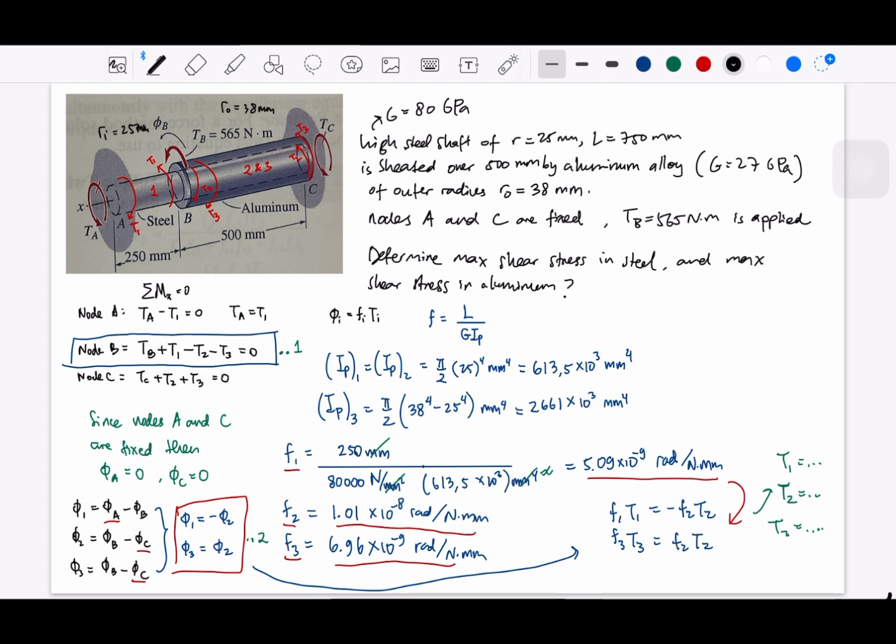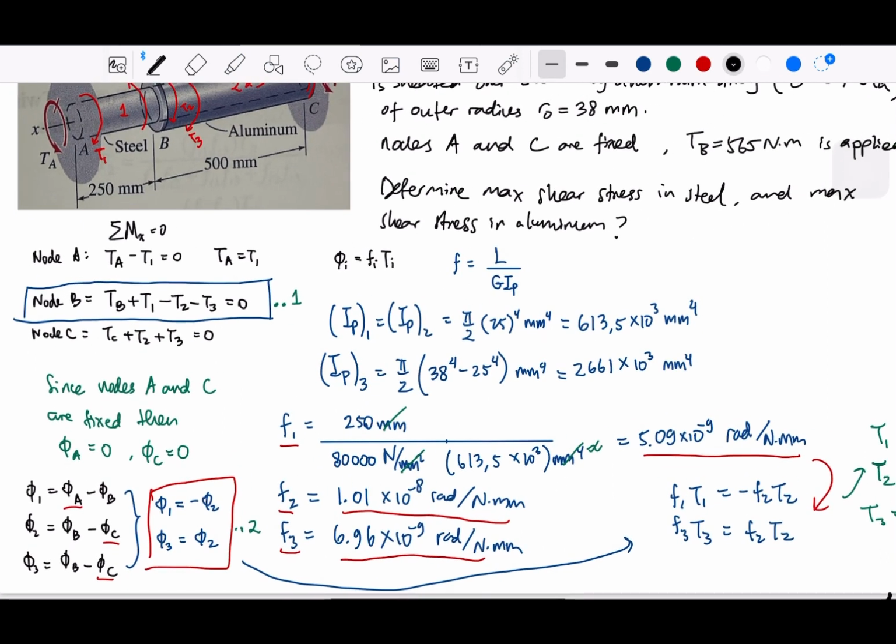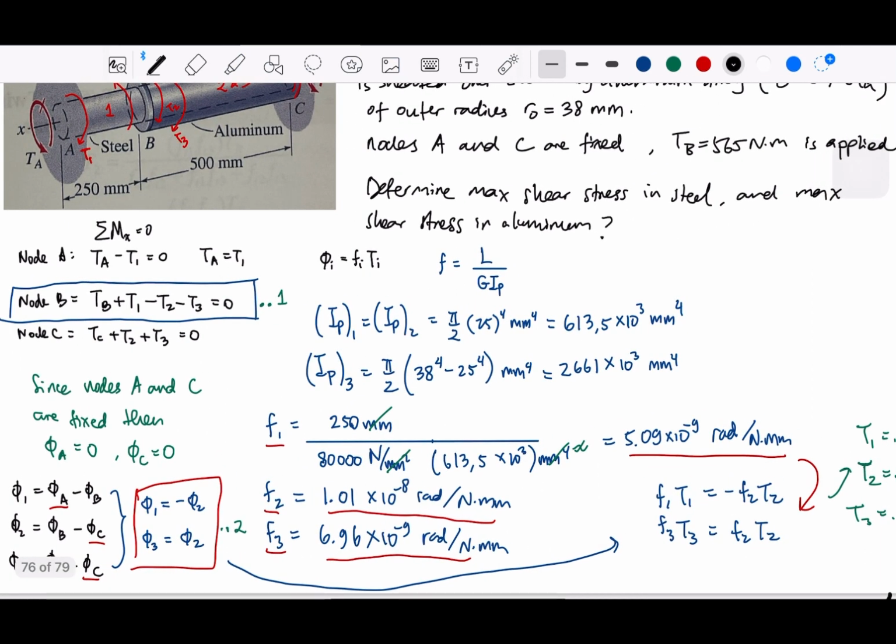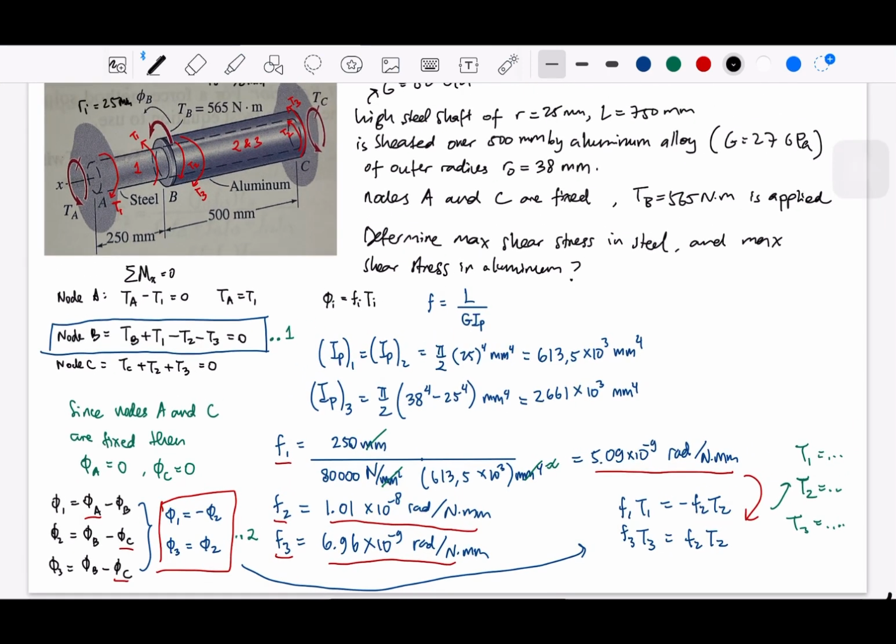So I think you could solve using some linear equations, right? I will not complete this, but just write that from these three, at least two equations at node B and the compatibility equations, you can find all the torques.